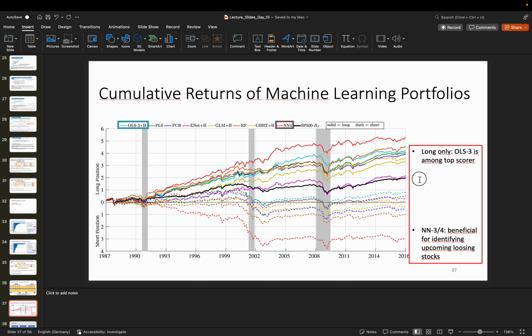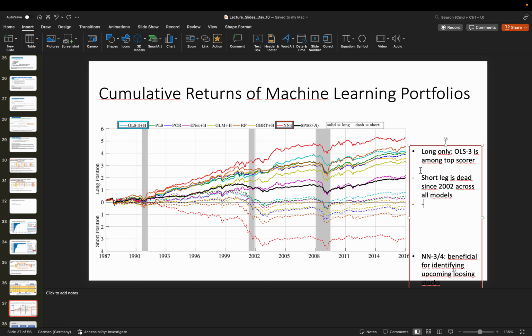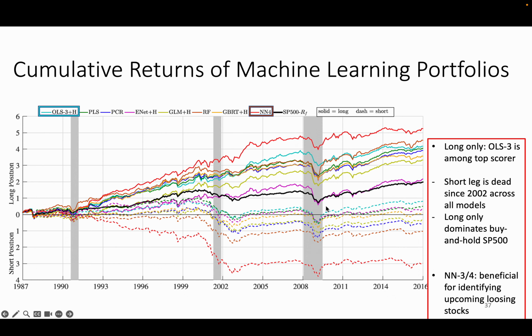So let me add that for next generation. Short leg is dead since 2002 across all models. I think that's correct. And long only dominates buy and hold S&P 500. That's also a key takeaway. Because I have to revise my statement from previously.